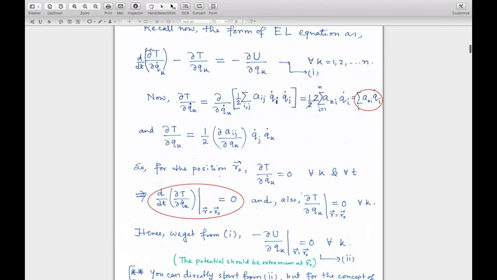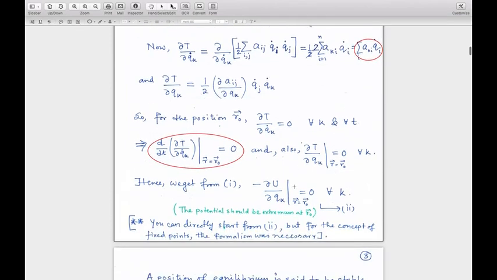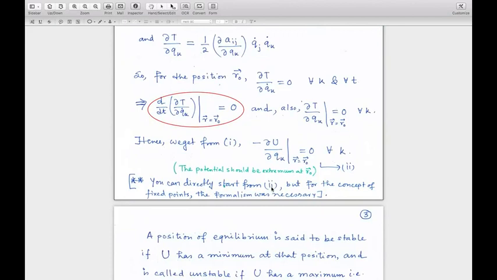Okay, and then in order that this equation be true, minus ∂U/∂q_k should also vanish, and that finally leads us to the well-known definition of the position of equilibrium, that is, you should have an extremum value of U at the position of equilibrium. Okay, and that is true for all k.